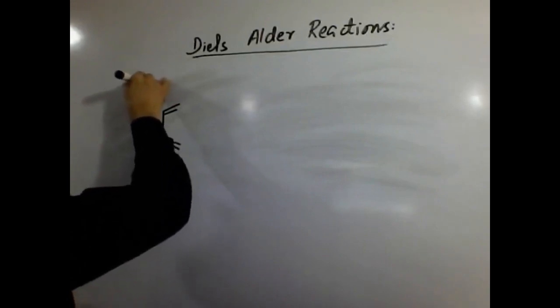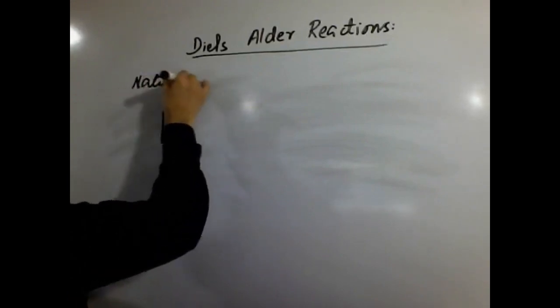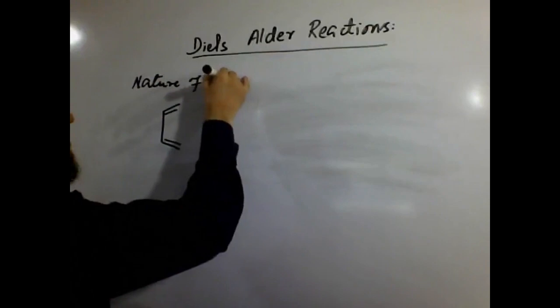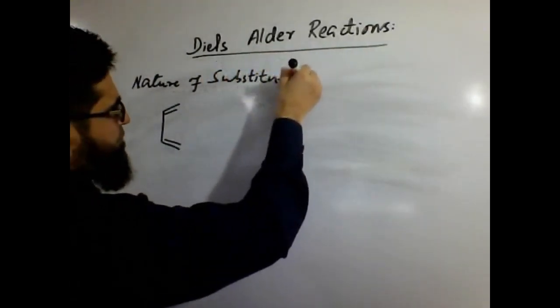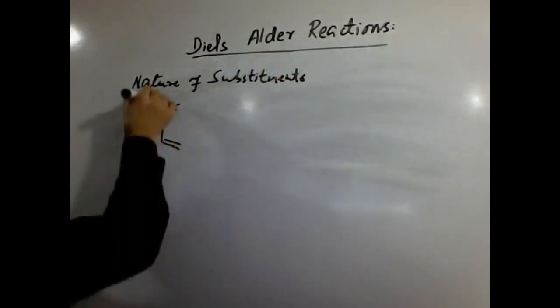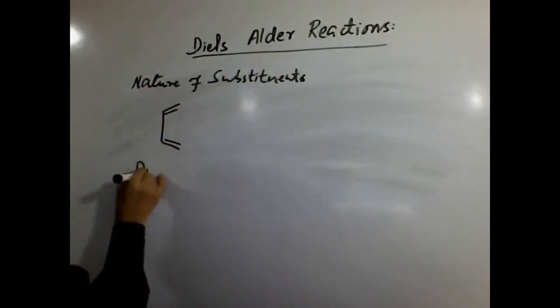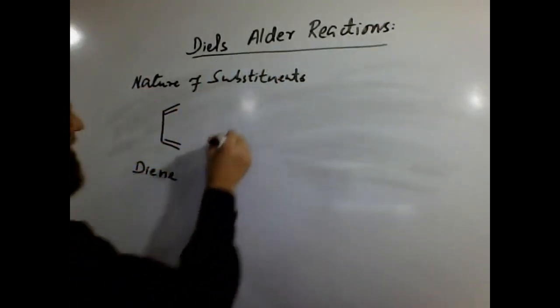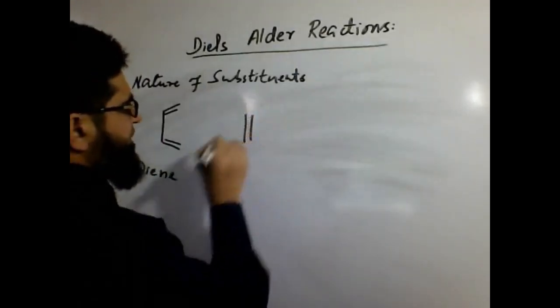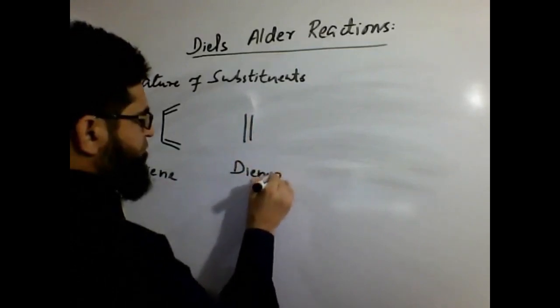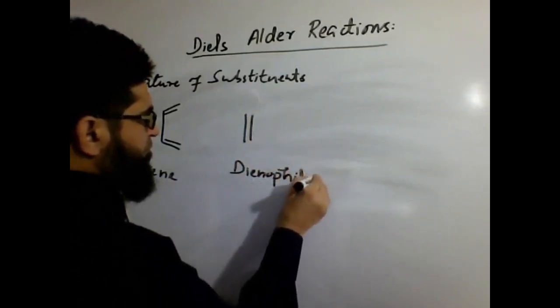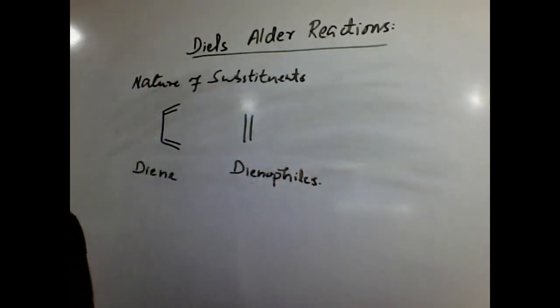I will write it as: nature of substituents on dienes as well as on dienophiles. Dienes as well as dienophiles both can have different substituents.